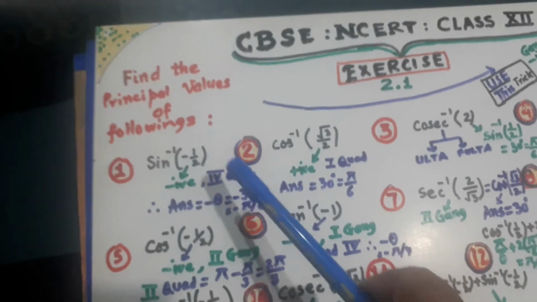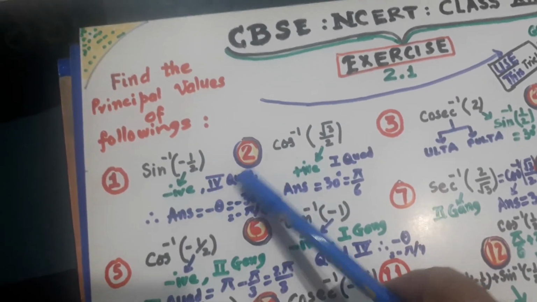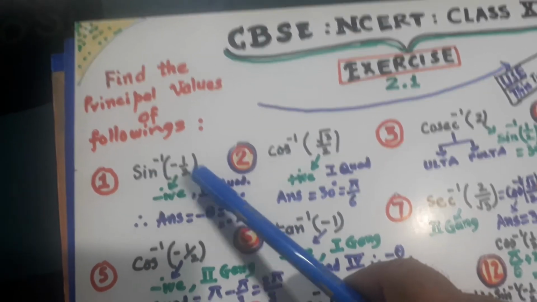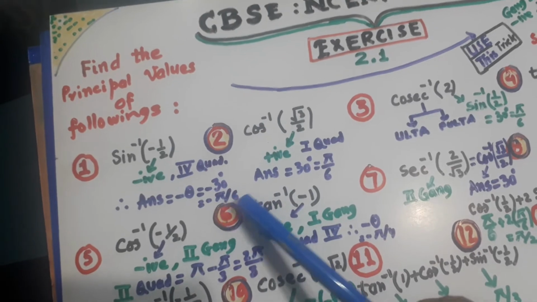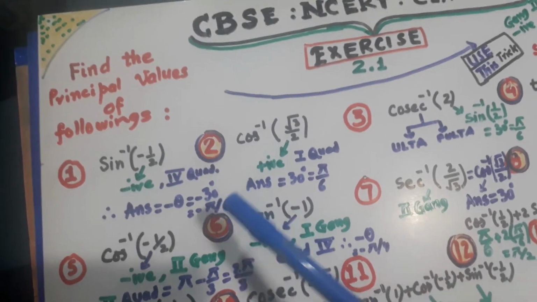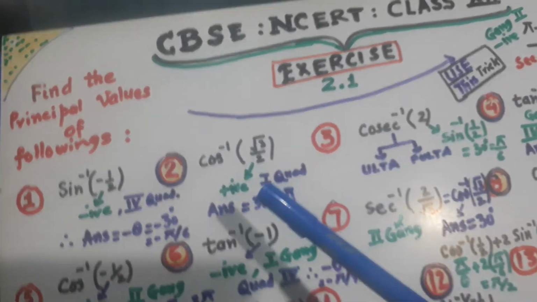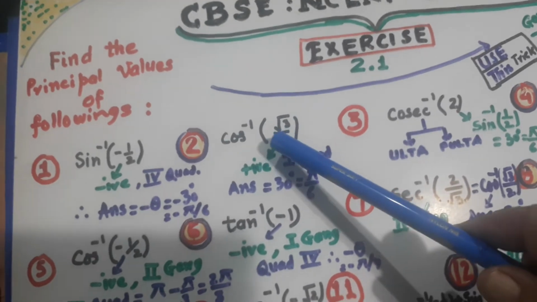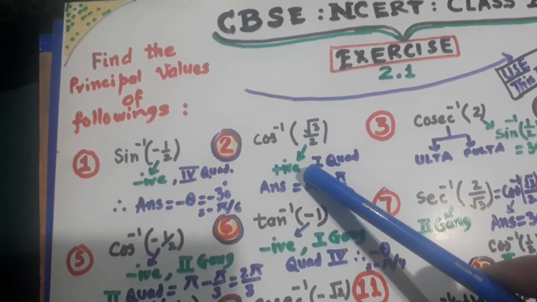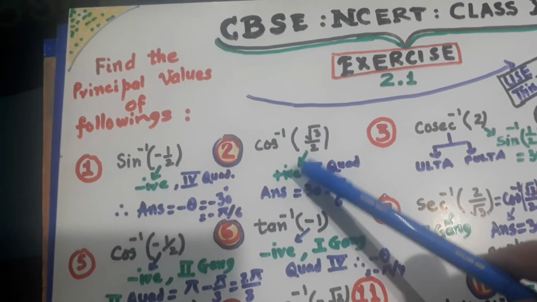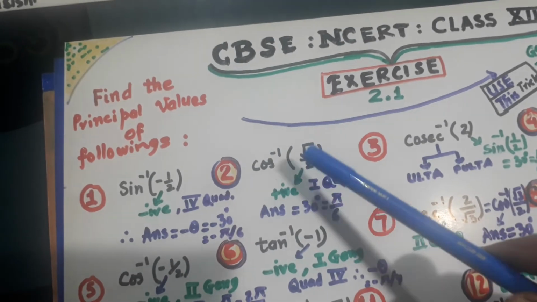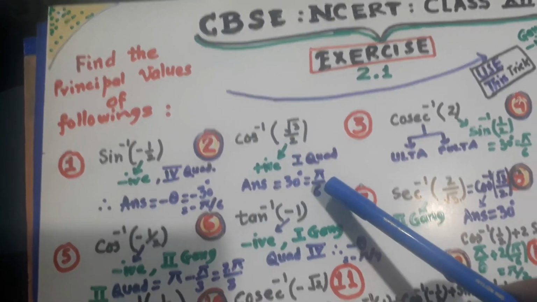Now this question which we were taking, the sign is negative, it is in the fourth quadrant, the answer is minus theta, and you know sine of 30 degrees is 1/2, so the answer will be minus 30 degrees. Now let us take the second question, cos inverse root 3/2. Firstly, see here, it is positive, it is in the first quadrant, the answer is plus theta. Cos of 30 degrees is root 3/2, so the answer is pi by 6.